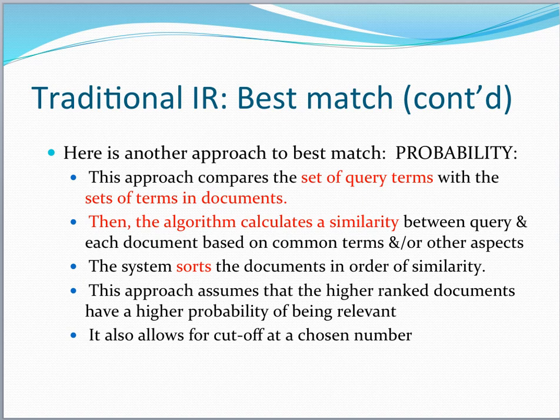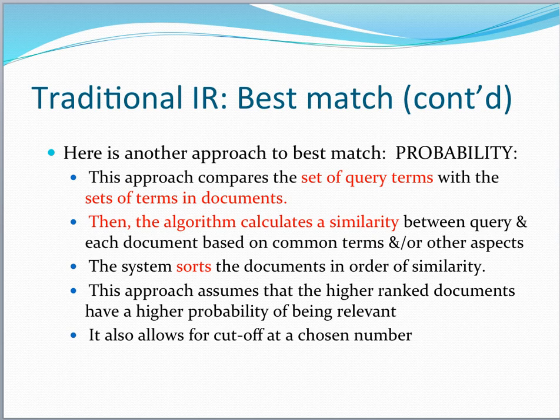Here is another approach: best match probability. This approach compares a set of query terms, for example two terms, with a set of terms in documents. Then the algorithm calculates similarity between the query and each document based on common terms and other aspects. The system sorts the documents in order of similarity. So here it's not PageRank, but similarity. This approach assumes that the higher ranked documents have a higher probability of being relevant. It also allows for a cutoff at a chosen number.